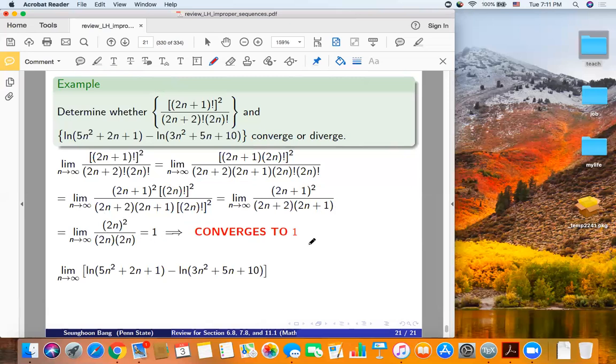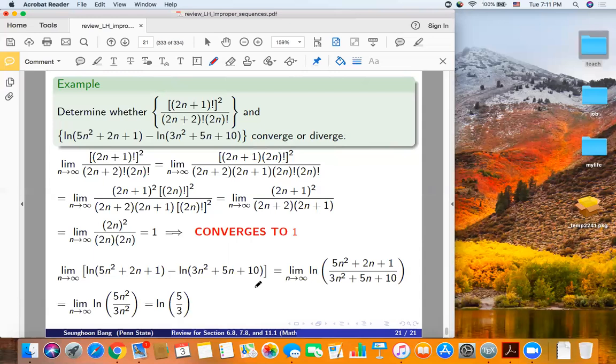Second one. How can you do that? You can change it to a fraction: the limit of ln of (5n squared plus 2n plus 1) over (3n squared plus 5n plus 10). What is the next step? You have to ignore the lower terms. Cross out n squared. The answer is ln of 5 over 3. So the last sequence converges to ln of 5 over 3. This is the whole idea.